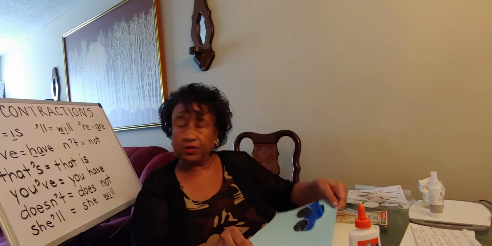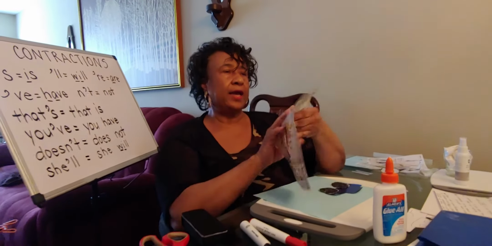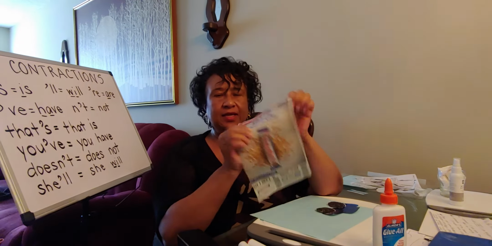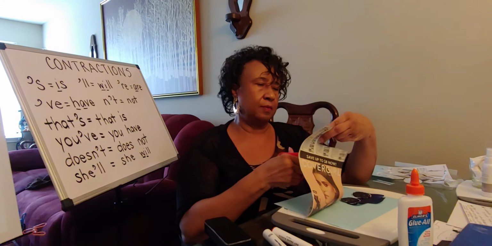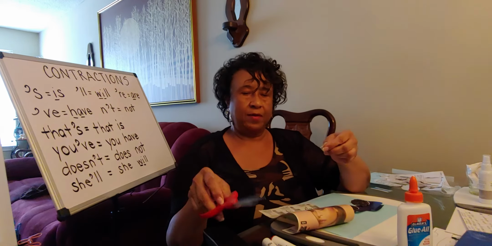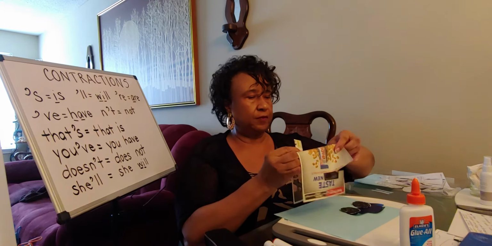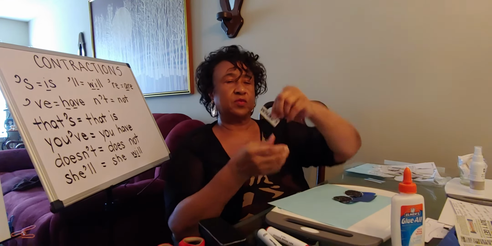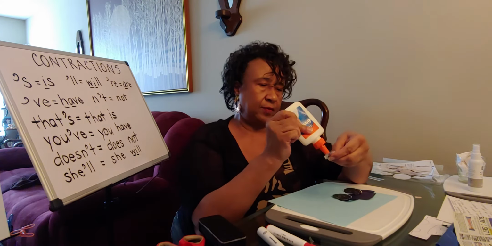The second thing I'm going to do is get an ad out of Mom's junk mail, and I see a contraction. What does what's mean? What is? So I'm going to cut it out. Make sure you buy some small scissors. My fingers are too big to fit into smaller scissors, so be sure you get you some smaller scissors that fit your hands. I have big hands, so I use big scissors. Okay, and here's the contraction I cut out, and I'm gonna glue it on the top of the card.